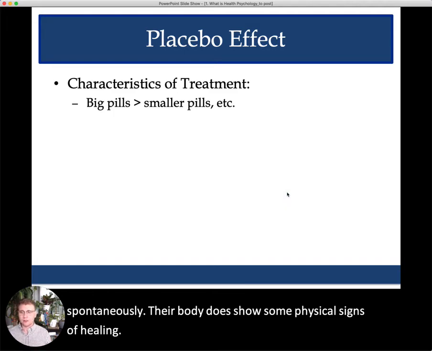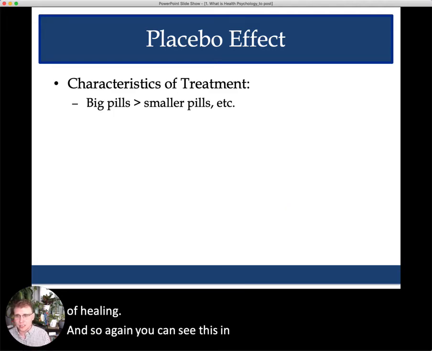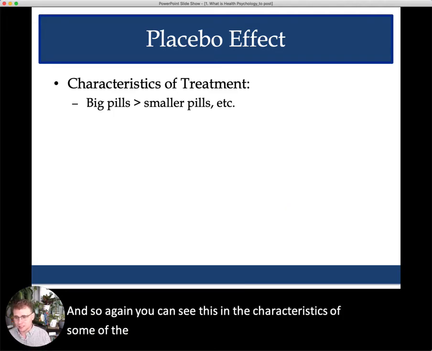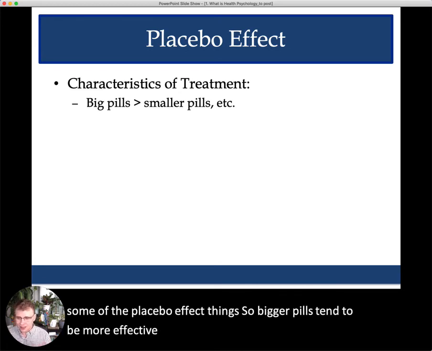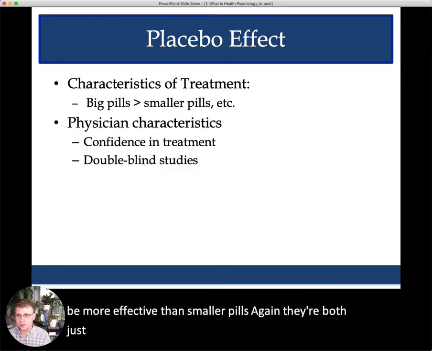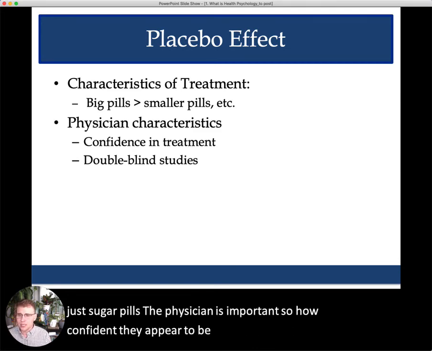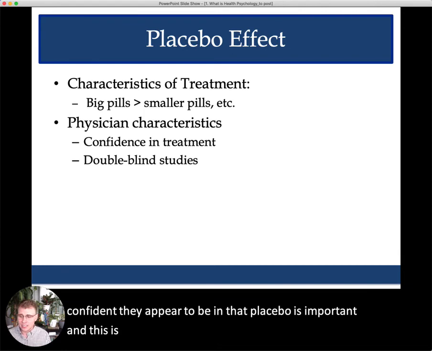And so, again, you can see this in the characteristics of some of the placebo effect things. Bigger pills tend to be more effective than smaller pills. Again, they're both just sugar pills. The physician is important, so how confident they appear to be in that placebo is important. And this is why double-blind studies are so key, right?